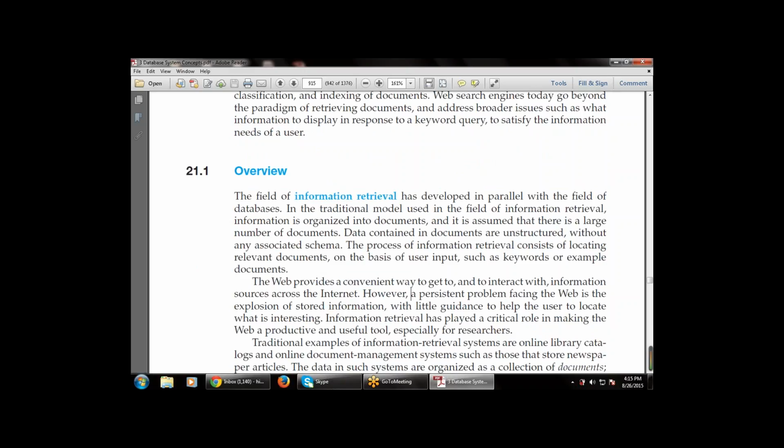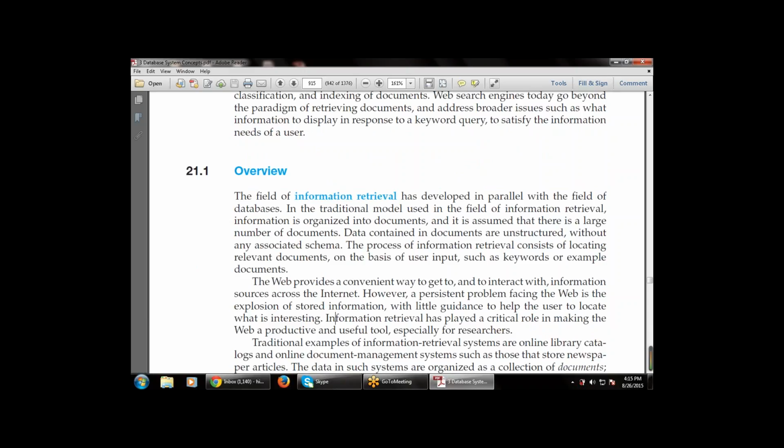The web provides a convenient way to get to and interact with the information sources across the internet. So the web is a facility that provides a convenient way to interact with the information sources across the internet, whatever the sources or the internet capacity used.